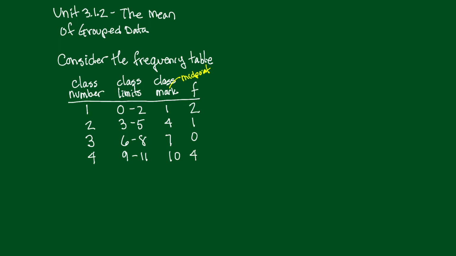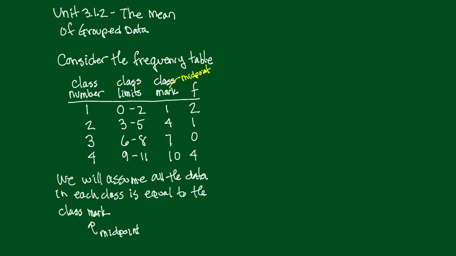And I just made up these frequencies. Suppose in the first class, you got 2 pieces of data. Now you don't know what they are. They're just in the first class, right? You got 2 pieces of data. They could be both zeros. They could be both 2s. They could be a 0 and a 1, a 0 and a 2. You just don't know. In the second class, you've got 1 piece of data. The third class down here, no data at all. There's no numbers, 6, 7, or 8. And the last class, class 4, there's 4 pieces of data. And you don't know what they are, right? You just know they're 9s, 10s, or 11s maybe.